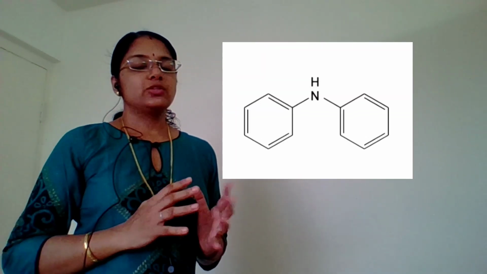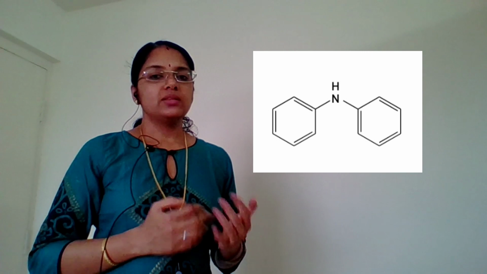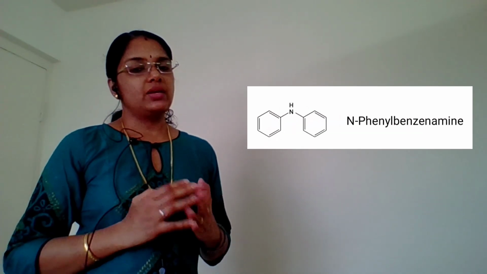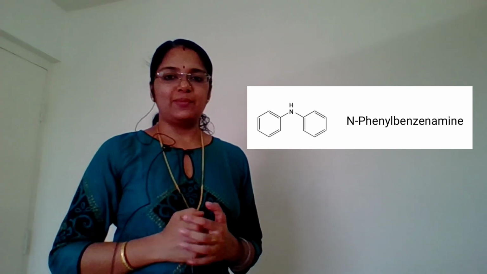In the next structure, there are 2 phenyl groups attached to the nitrogen atom. So one phenyl group can act as a substituent and the other phenyl as the main chain. So in this compound, we can name it as N-phenyl benzenamine as its IUPAC name.